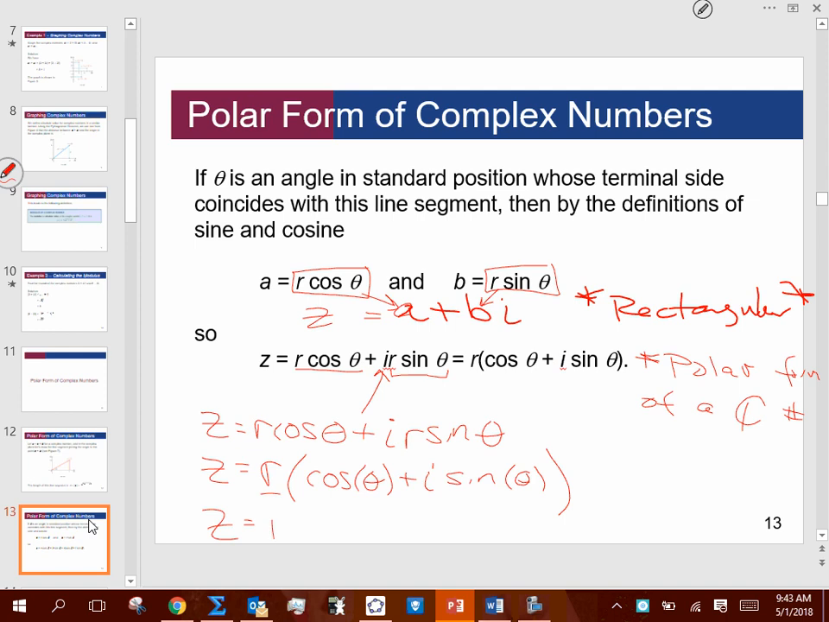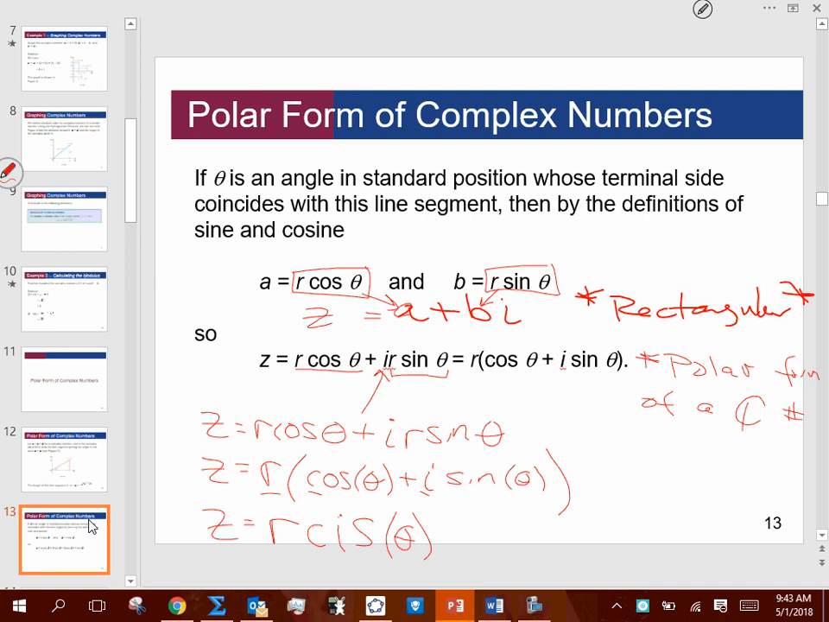You take the R, you write R, and then it just becomes kind of like an acronym. C, take your I, and then your S. And you put theta at the end. Okay? And we read that R cis theta. Okay? And when I'm saying cis, no, I'm not talking about Magoo. Okay?